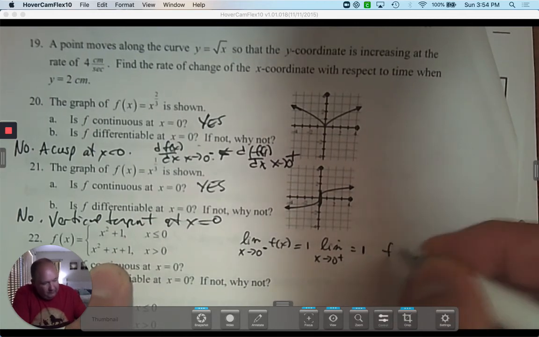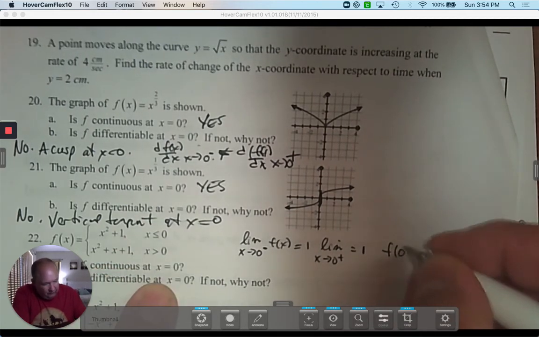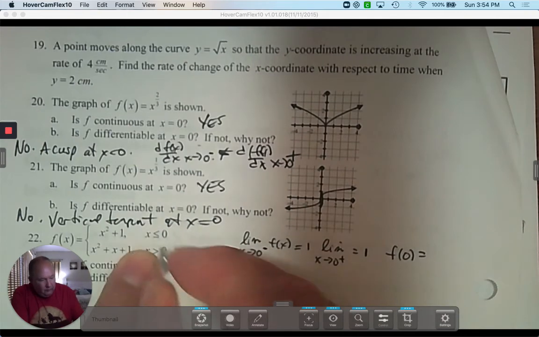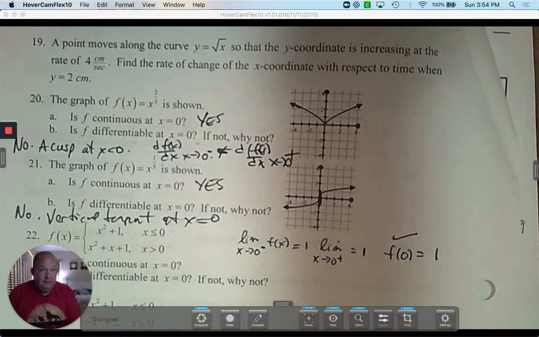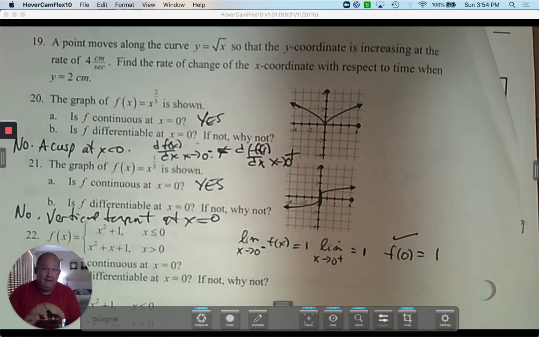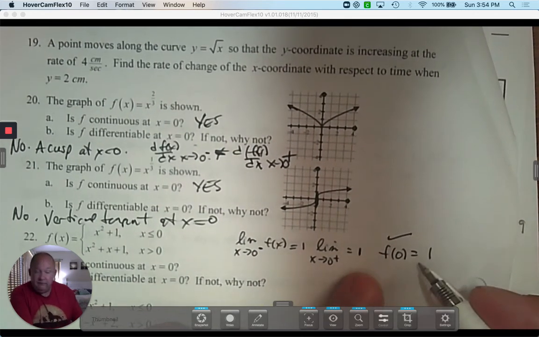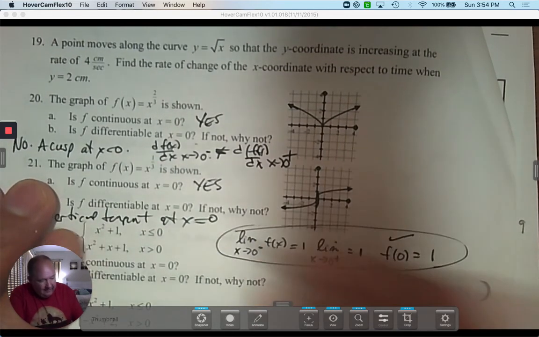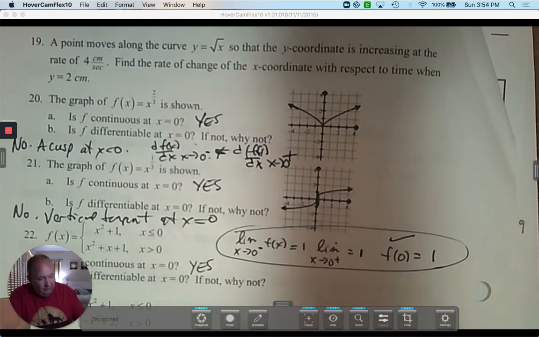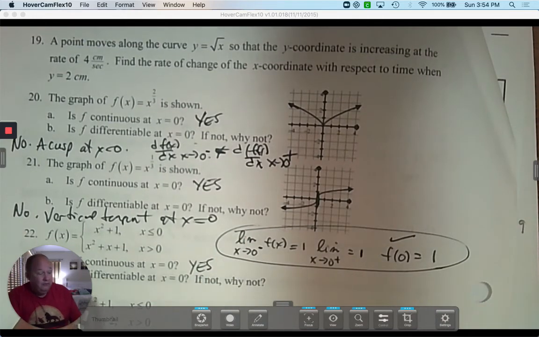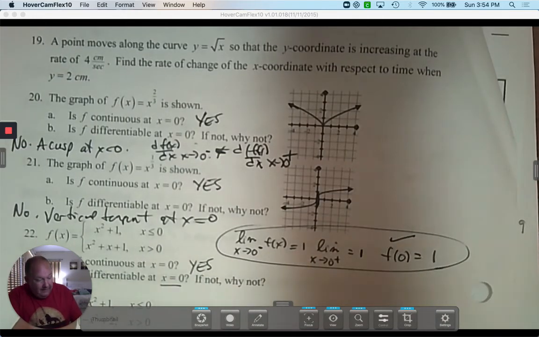And then what is the actual function value at 0? At 0, you plug into the top piece and get 1. Do you notice that all three give you the same answer? The limit approaching from the left, the limit approaching from the right, and the function value. All three need to happen. And we say, yes, it is continuous at x equals 0. Now the next question is, is it differentiable at x equals 0?